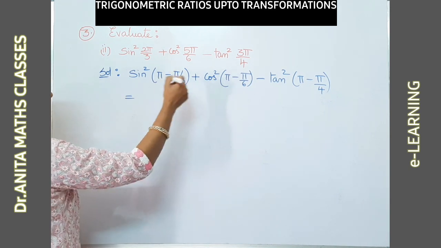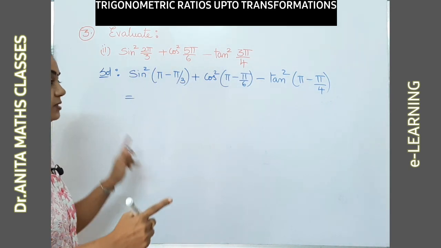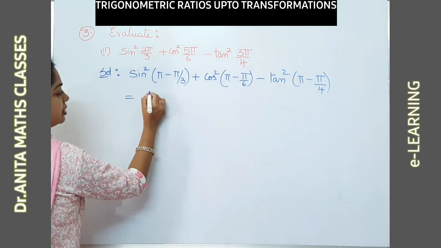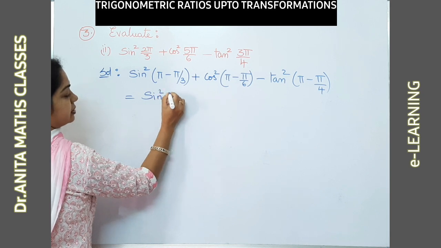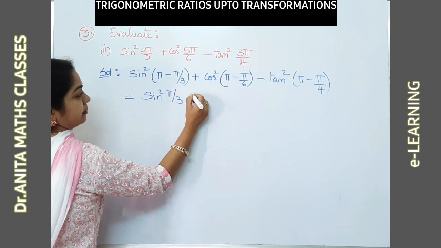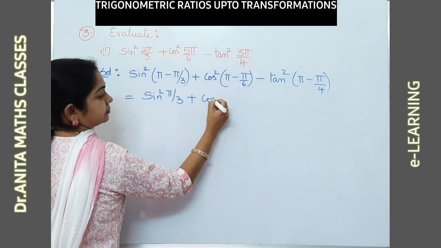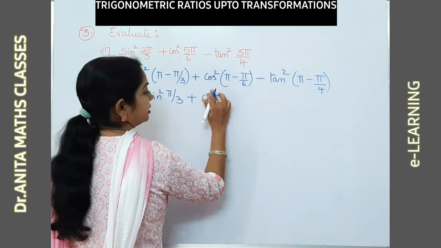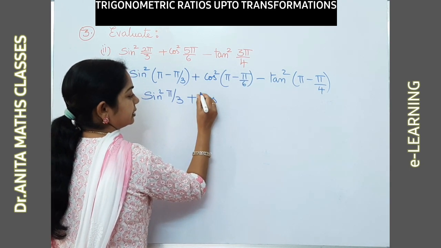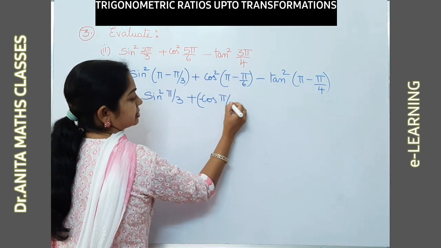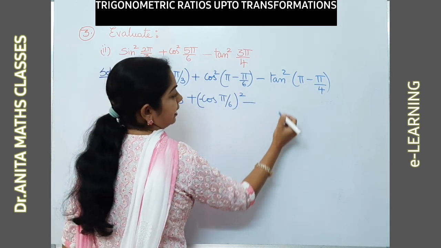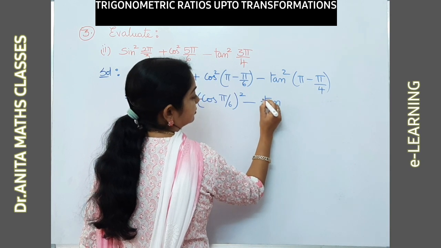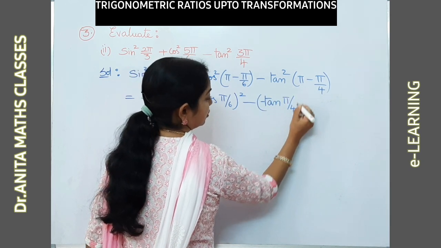See, pi minus pi by 3 comes to the second quadrant. In the second quadrant sine function is positive, so here sine square just pi by 3, plus cos square pi minus pi by 6. In the second quadrant cos is negative, so we'll write here negative pi by 6 whole square, and tan is also negative in the second quadrant, so minus tan pi by 4 whole square.